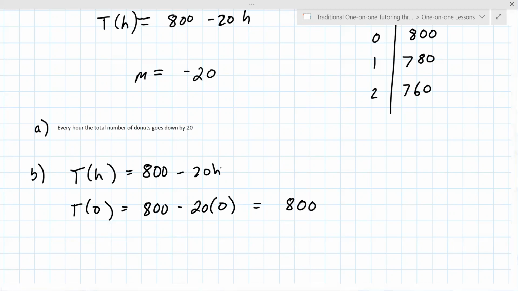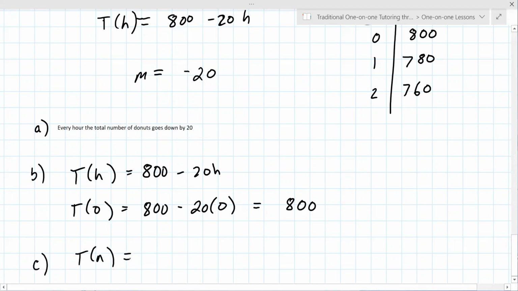Okay, so while what you said is correct, it's said kind of strangely. You want to say when it opens. Right, because that's what it means. Okay, when it opens in the morning, there are 800 donuts. Yes. Okay. All right, now the next one, this is the one that's tougher.